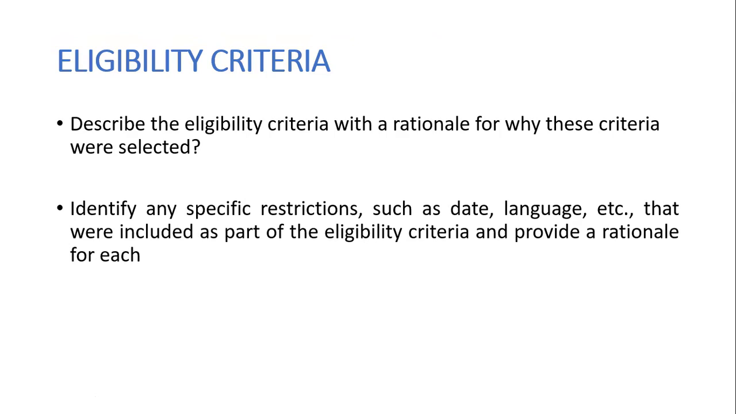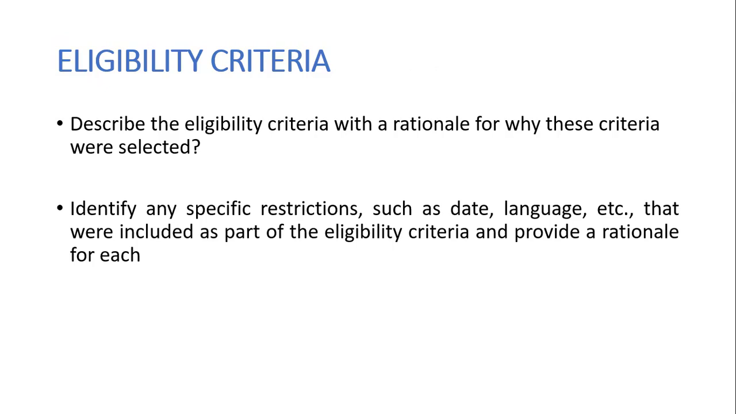Eligibility criteria. As I said, in a scoping review also you have to describe the eligibility criteria with rationale for why these criteria were selected. Eligibility criteria are the inclusion and exclusion criteria. So these are very important. According to the research questions, which type of studies you are going to include and which type of studies you are going to exclude.